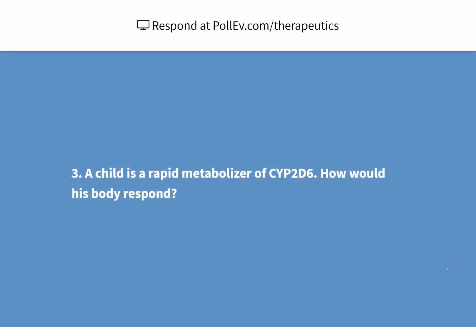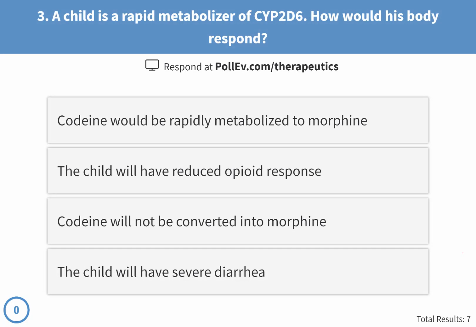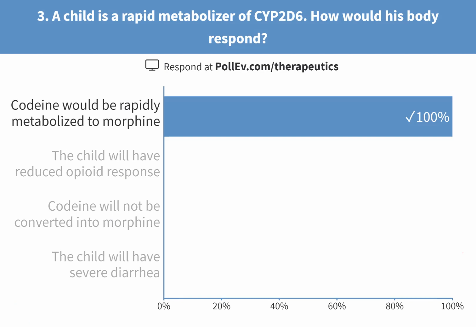A child is a rapid metabolizer of CYP2D6. How would his body respond? So think carefully. A child is a rapid metabolizer of CYP2D6. So what's going to happen? Okay, well done, everybody. I think it was quite obvious, the first option. But the whole idea of this question was that if you know that codeine gets metabolized into morphine by CYP2D6, you will know the answer.